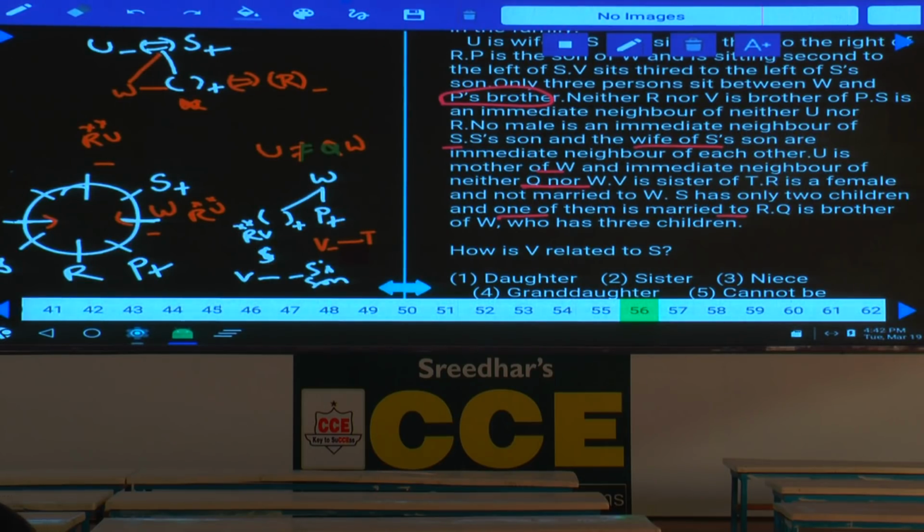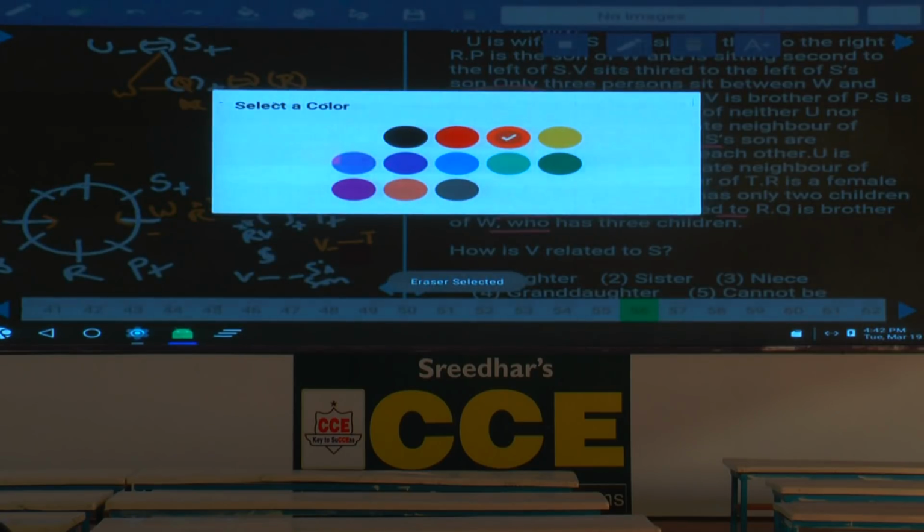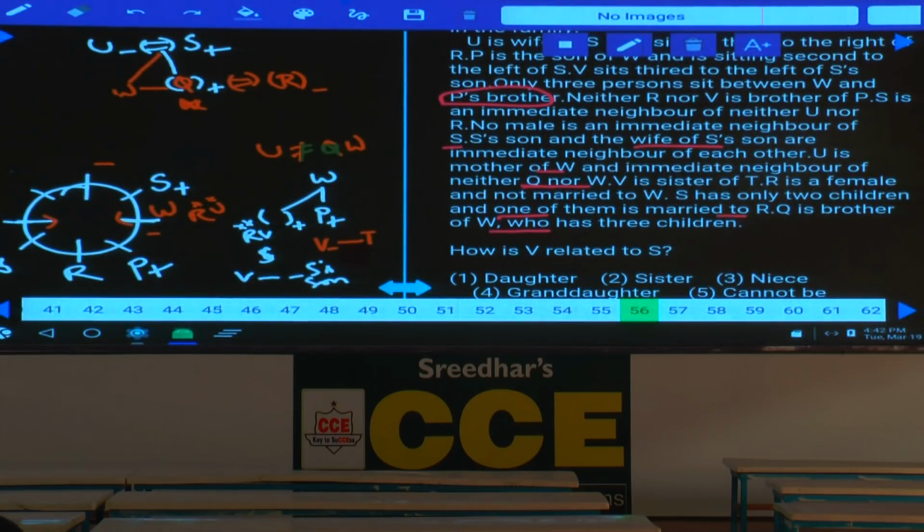And Q is the brother of W. As Q is the brother of W, Q must be at this place. And W has three children. This W is having how many children? Three children. As this W has three children, 1, 2 and 3 are the three children.